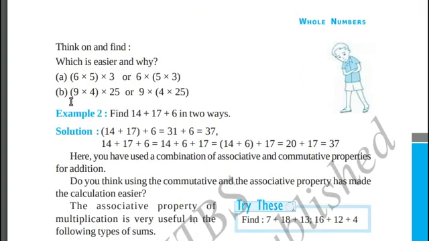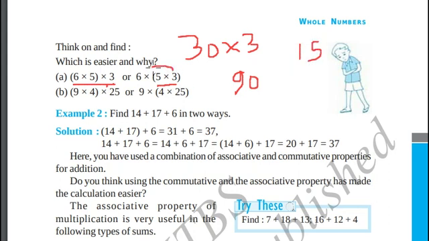Now let us see multiplication. 6 into 5 is grouped as a single group. 6 into 5 is equal to 30. 30 times 3 is equal to 90. We are done with this part. Now let us group 5 and 3 as a single entity or single group. 5 into 3 is 15. 15 times 6 is equal to 90.